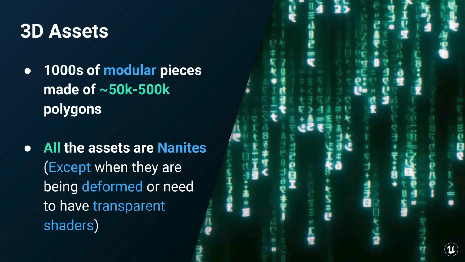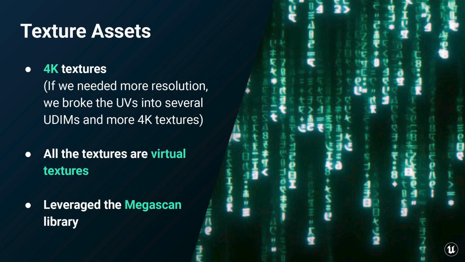The city is made of thousands of modular pieces. Those pieces have on average 50,000 to 500,000 polygons. All the assets are Nanite, except when they are being deformed or need to have transparent shaders. On the texture side, we try to stick with 4K texture resolution. If we need more resolution, we break the UVs into several UDIMs and add more 4K textures. All the textures are converted to virtual textures. And of course, like most of our projects, we try to leverage the awesome Megascans library. I'm going to hand it over to Vouch, who is going to dive deeper into the project.